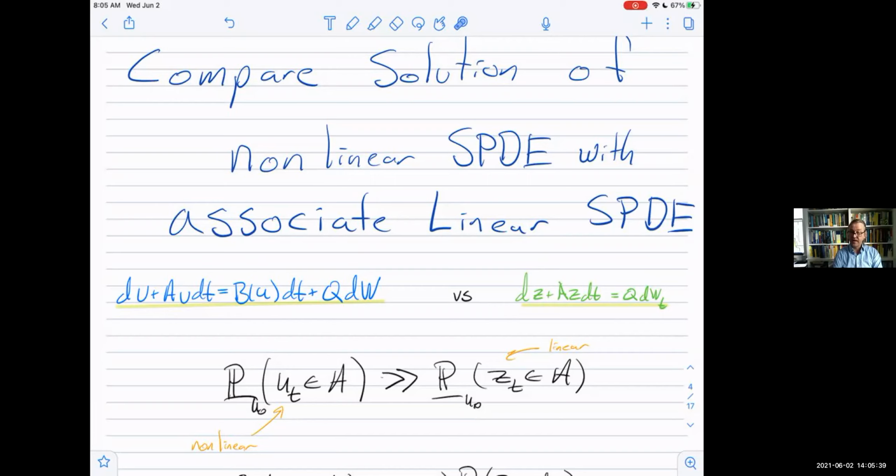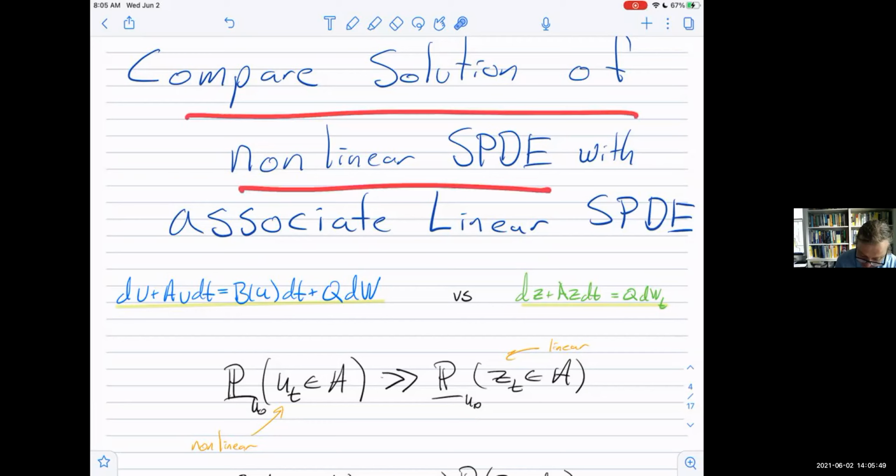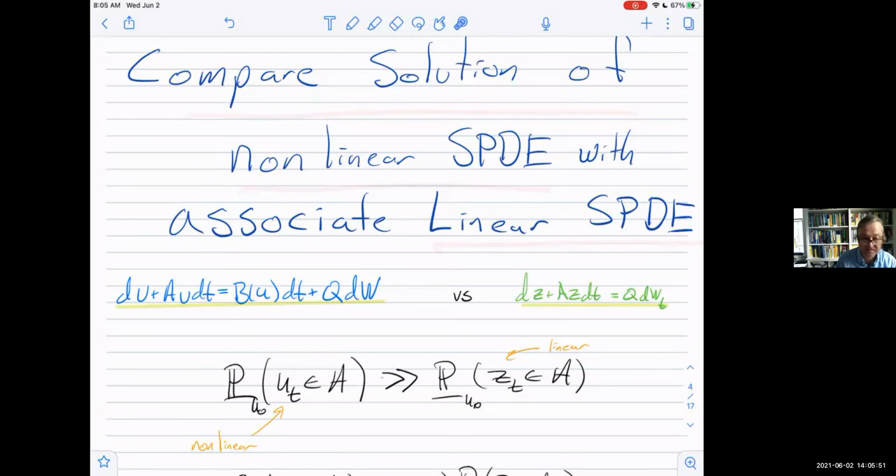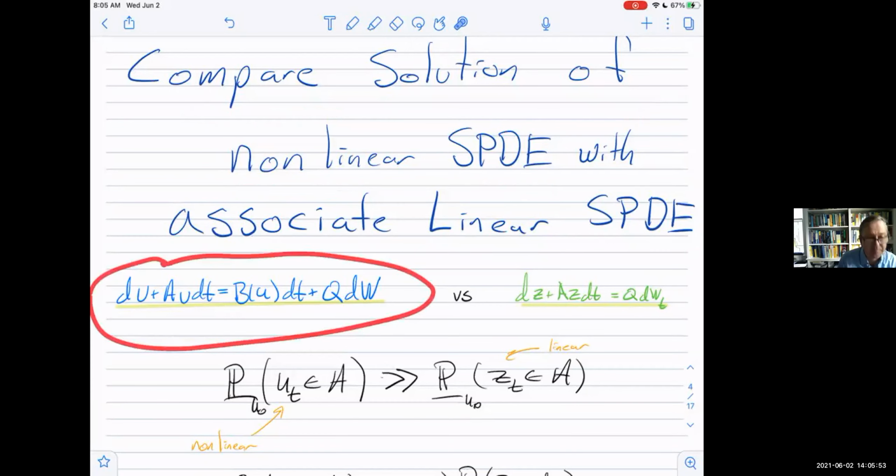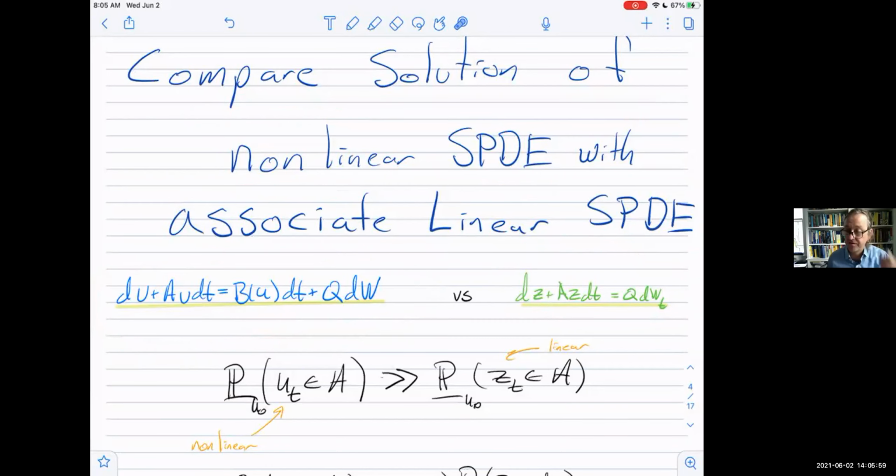There's a lot of reasons for that. It's the closest thing to something being translation invariant. It has a lot of properties that are similar that we like. So, why not compare the solution of our nonlinear SDE with the linear SDE that's associated? That is to say, here's some abstract evolution equation that I've written with some nonlinearity, and just delete that nonlinearity and look at the linear equation and compare it to it.